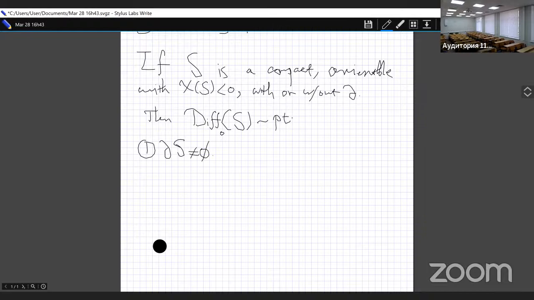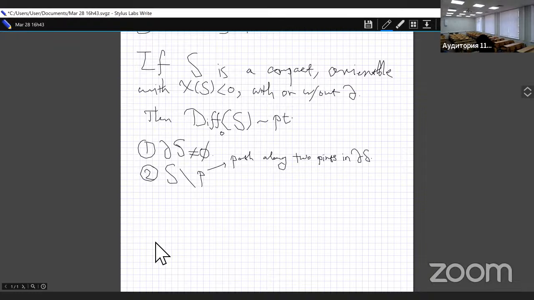The second one, we show that if we cut S along a path, S minus the path, a path P between 2 points in the boundary of S, then the result doesn't change anything.